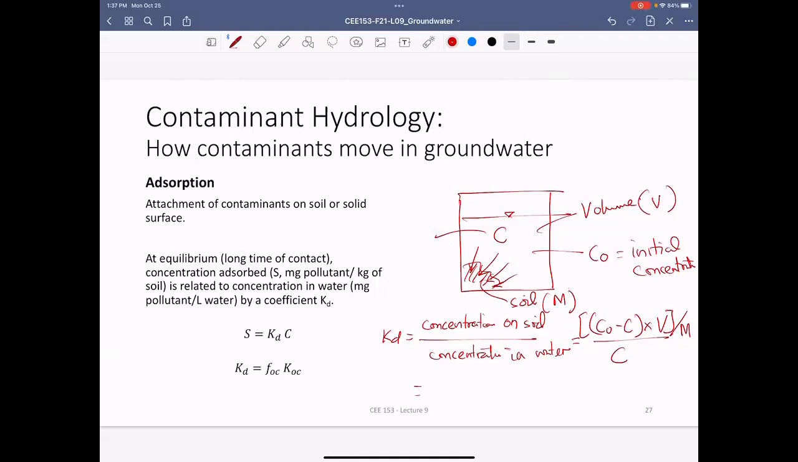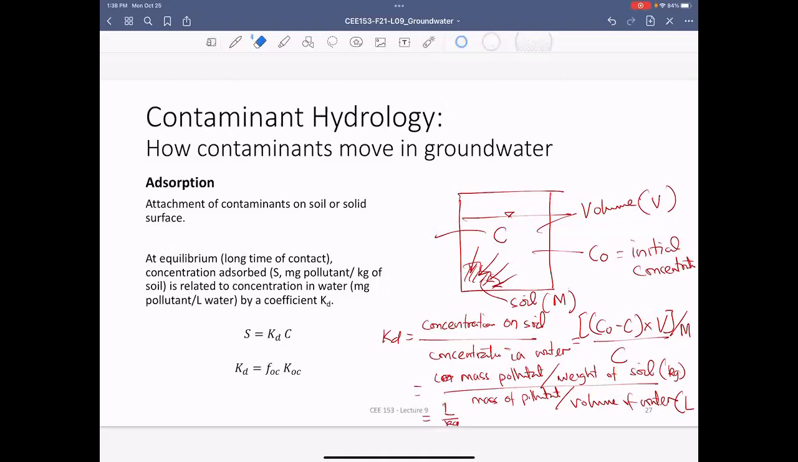The point I'm trying to say here is this is basically the concentration of pollutant: mass of pollutant divided by weight of soil. That's the unit on the top. Then the mass of pollutant divided by volume of water. Mass of pollutant is the same unit, so it cancels out. So the unit of KD is basically volume of water divided by weight of soil. So what you got here is, let's say liters and kilograms, so the unit is liters per kilogram.